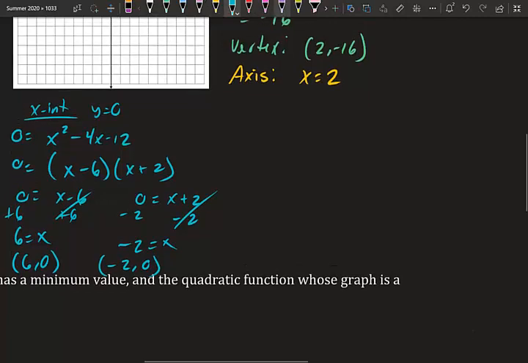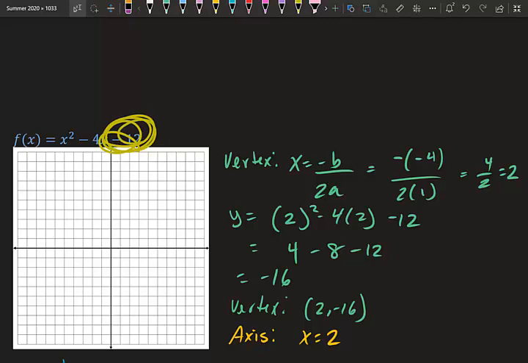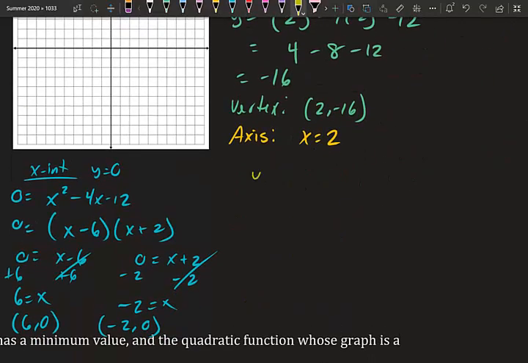Remember, our y-intercept, there's really no looking for it. It's just c. So that's our y-intercept. So our y-intercept is 0, negative 12. If there is no c, it's 0, because 0 means nothing.